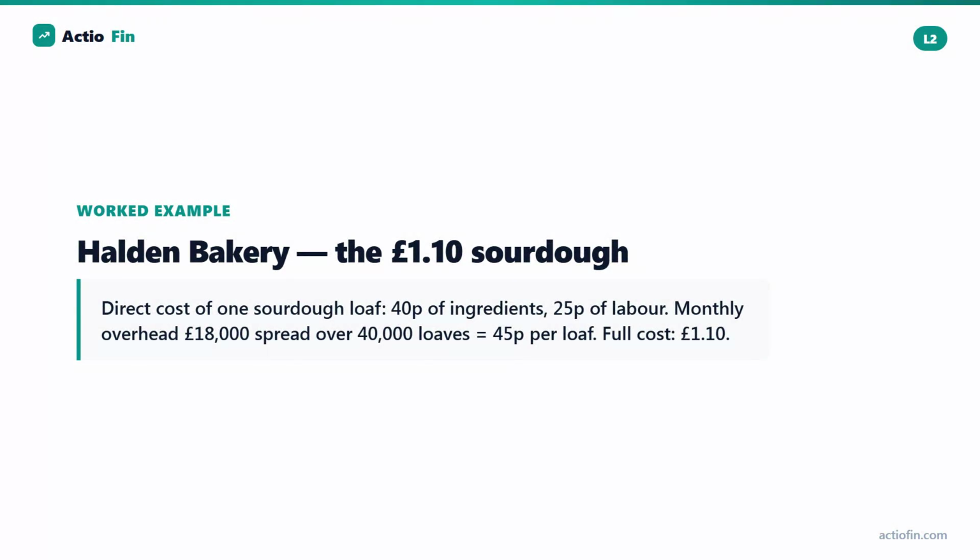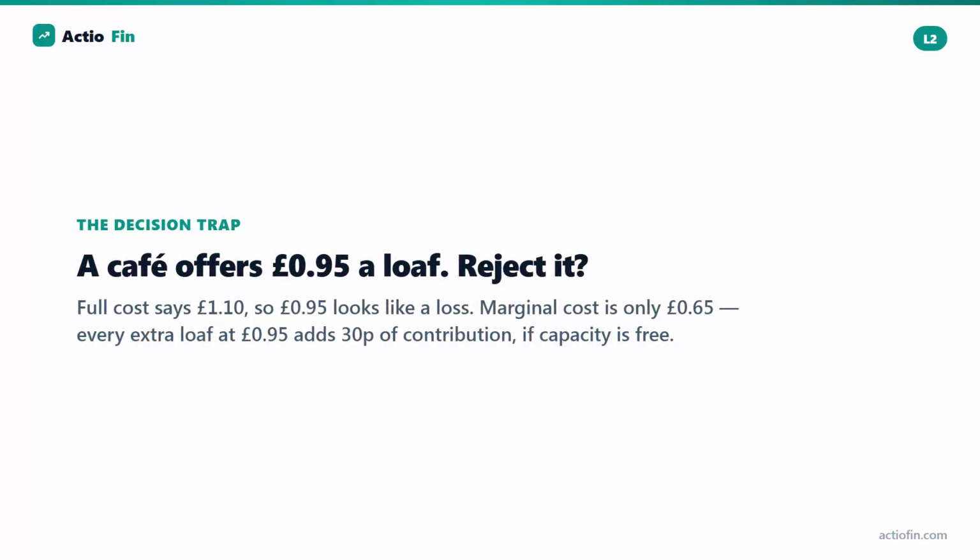Simple enough, until the owner asks a decision question. A café offers to buy spare loaves at 95 pence each. Looking at the full cost of £1.10, the owner nearly says no. It looks like a 15 pence loss per loaf. But that is the absorption trap.